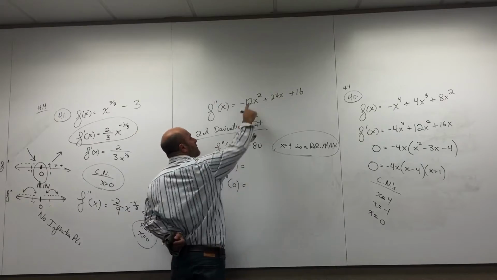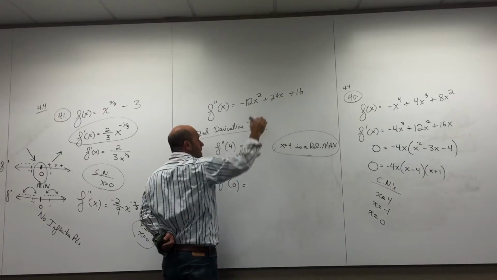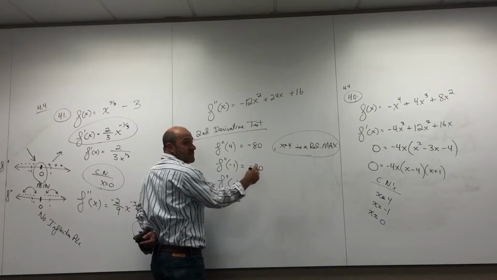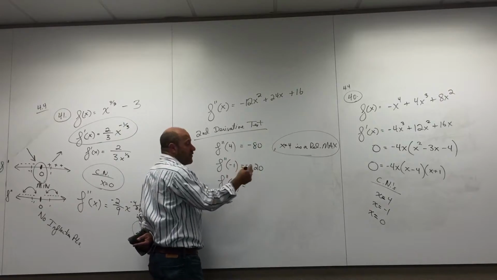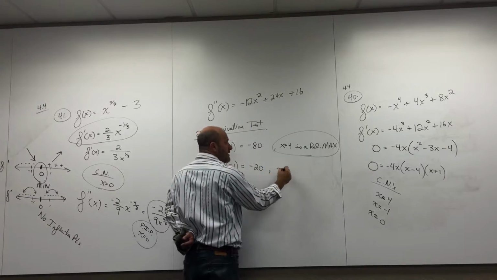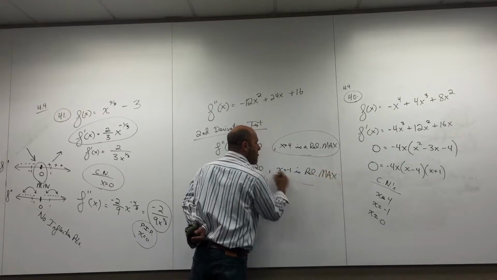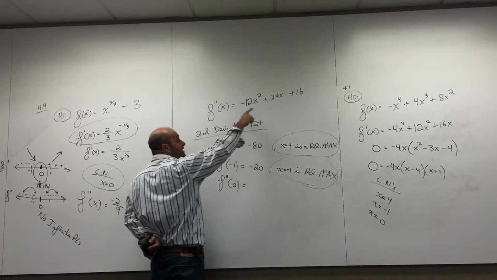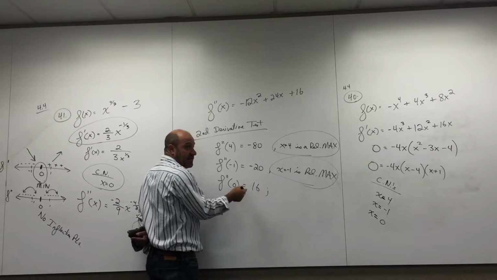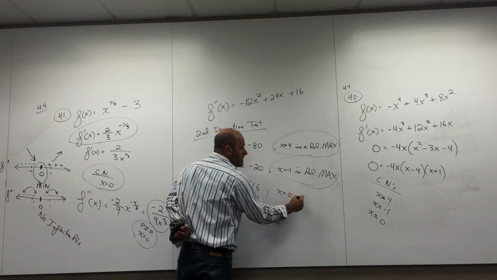Let's try negative 1. I'll plug negative 1 in there. I think that's negative. You plug in negative 1, you get negative 20. I don't really care about the number, but it's negative, which means he's a max. All right. If you plug in a 0, you get 16. And that is positive, and if it's positive, it's a min. This x equals 0 must be a relative min.